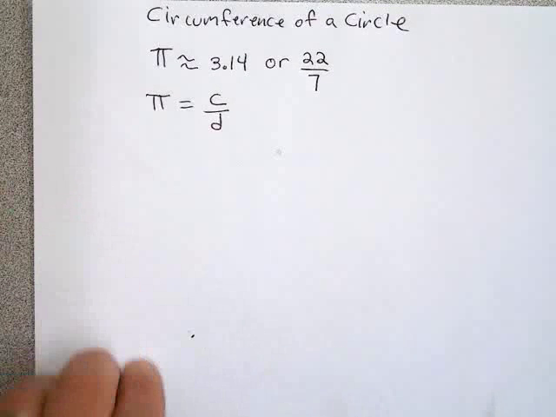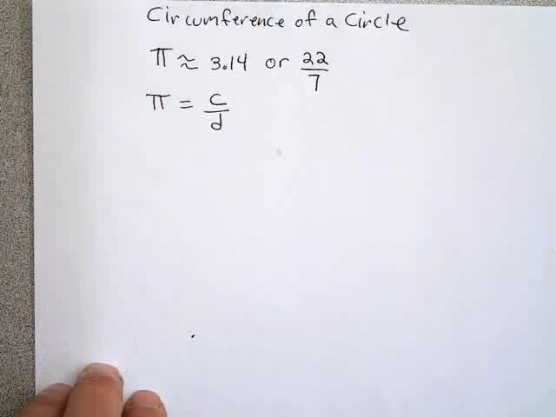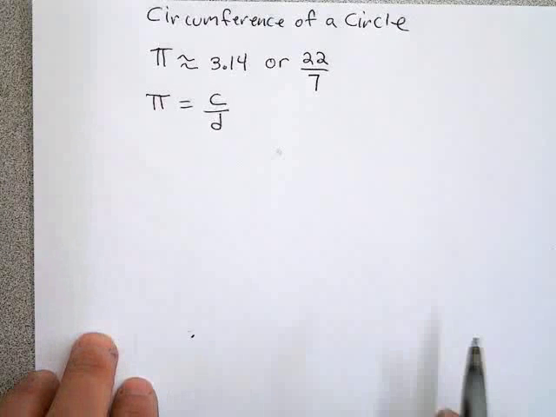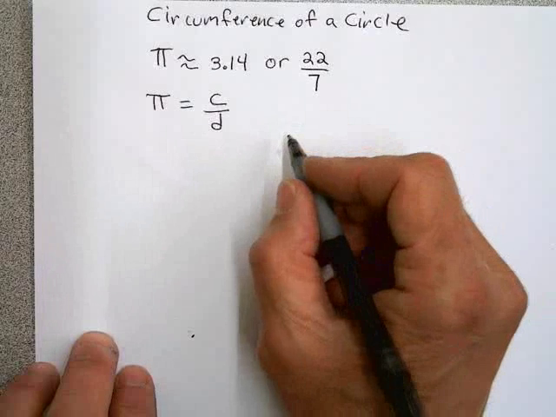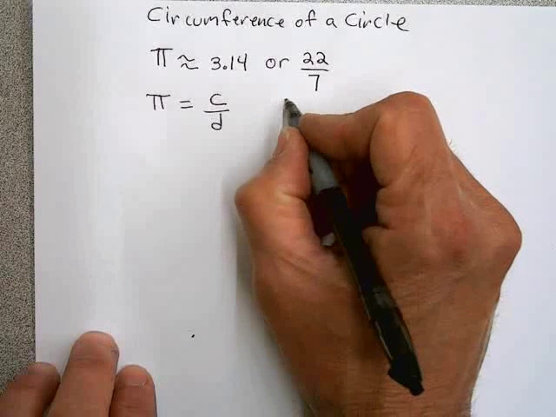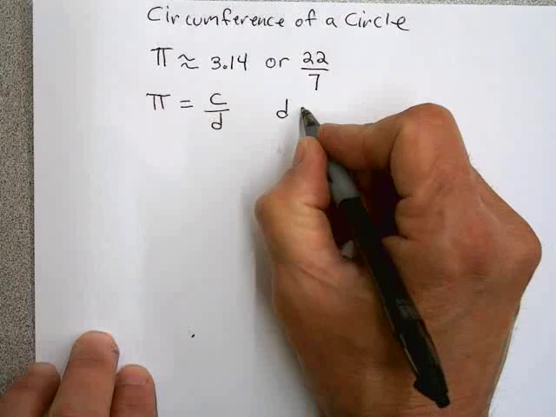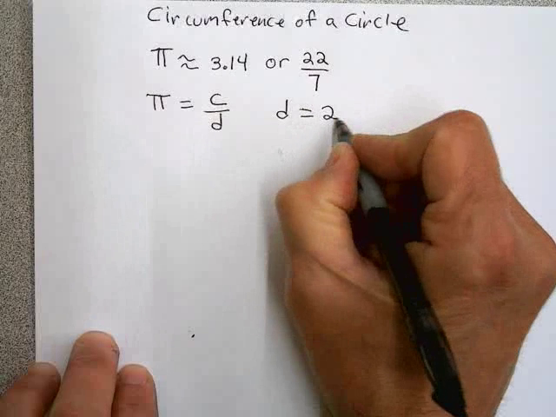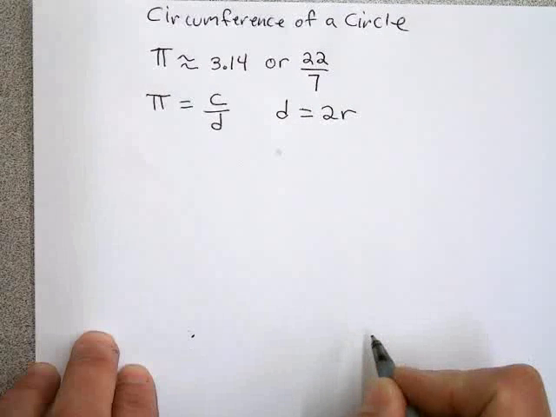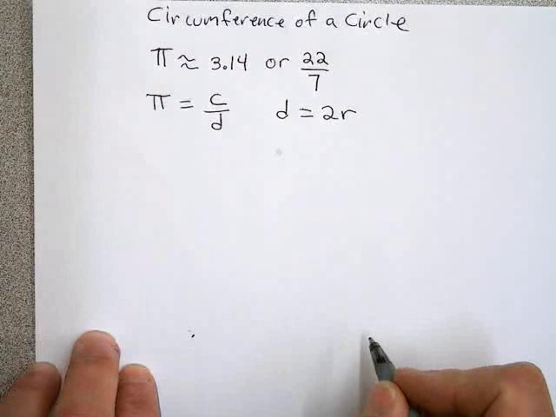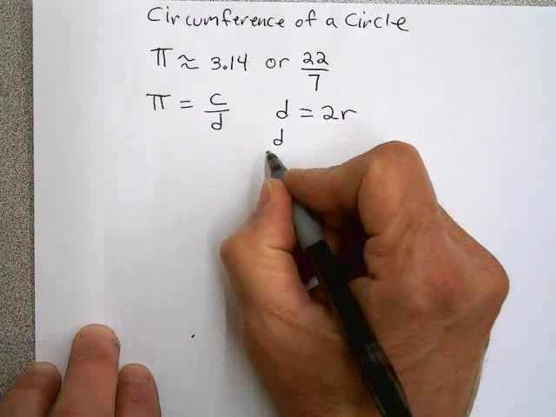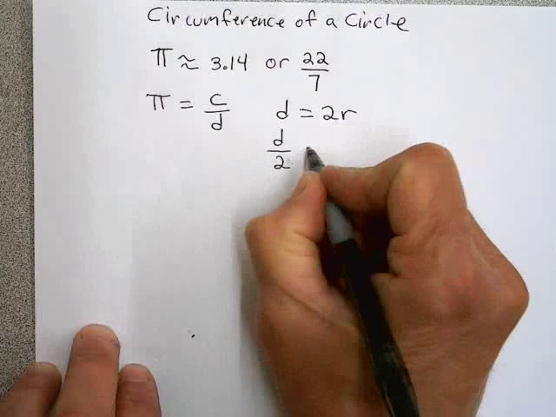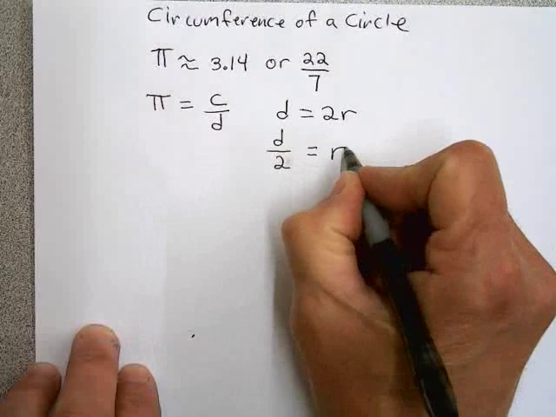And the way that we find the circumference of any circle is we need to either be given a radius or a diameter. As you may recall, the diameter is the distance across a circle, and the diameter is equal to twice the radius, being the line from the center of the circle to the edge. And if I take a diameter and I divide it in half, I would get a radius.